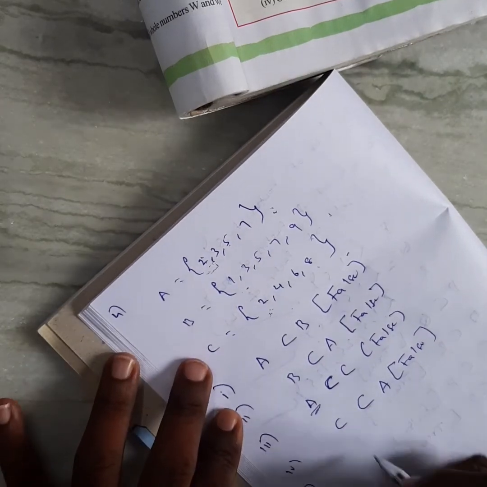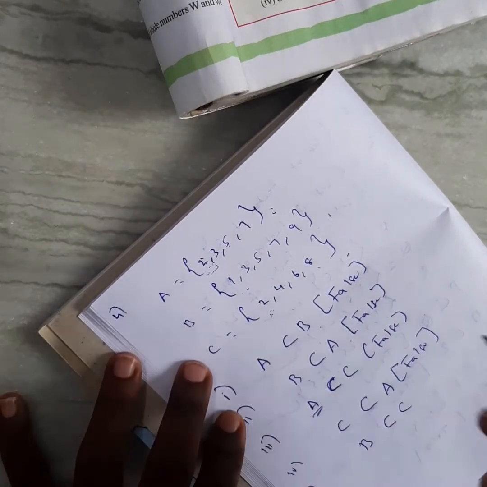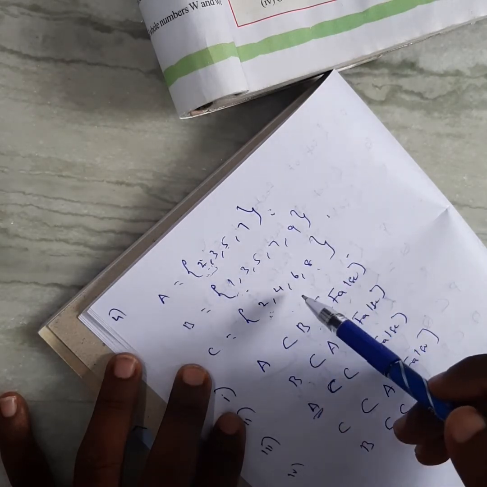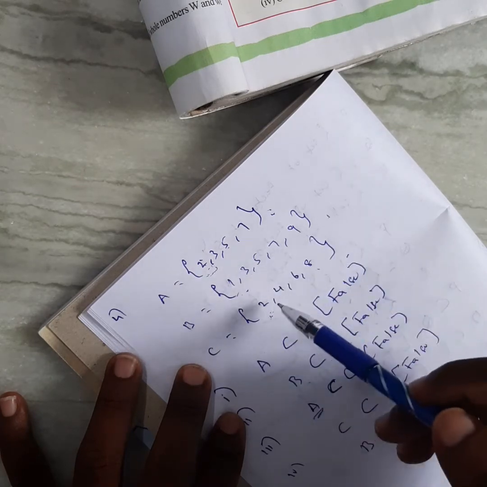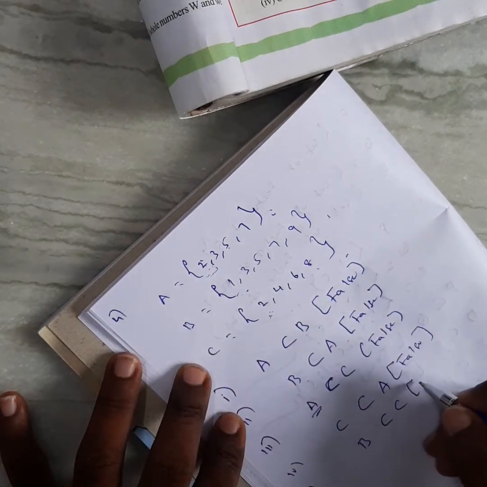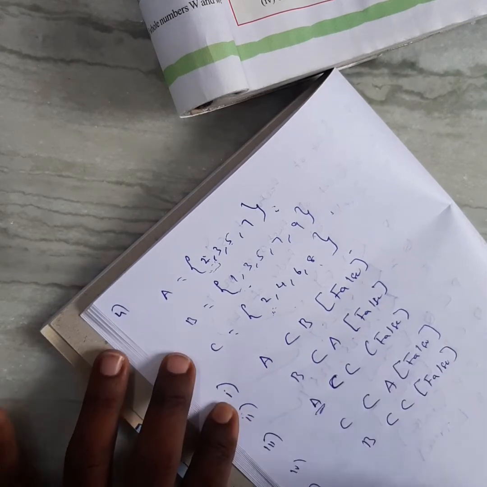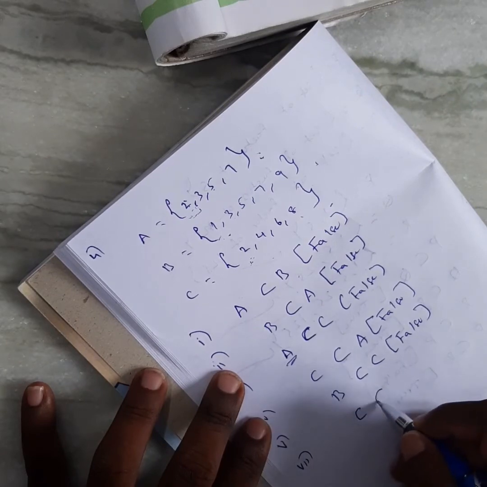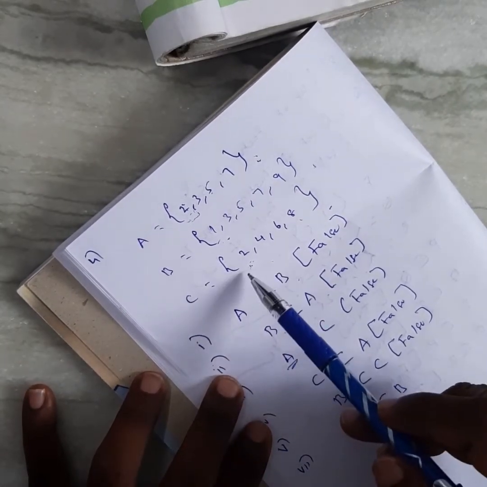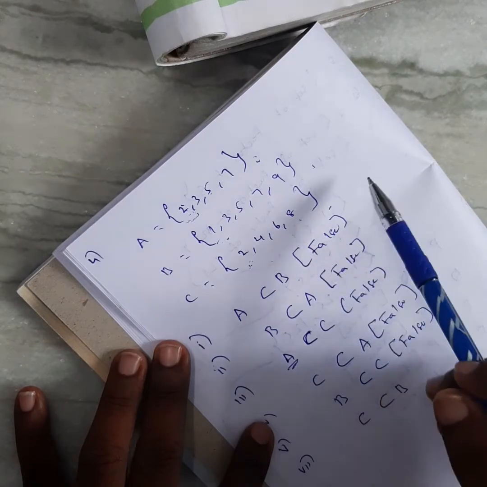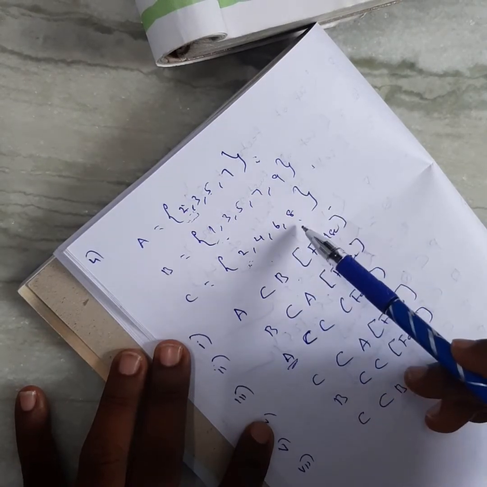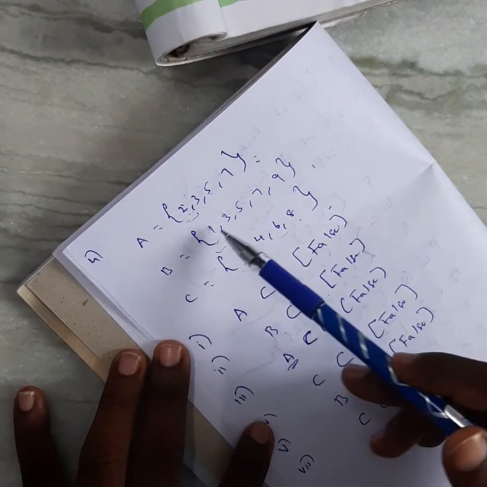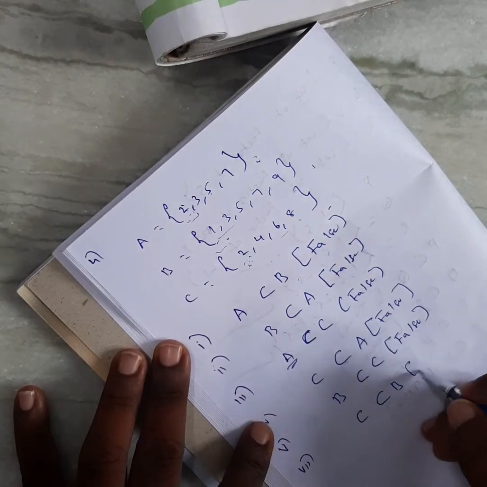Next, the fifth one, B subset C. Each and every element of B must be in C. Is every element of B in C? No. This is also false. Sixth one, C subset B. C has 2, 4, 6, 8. Is each and every element of C in B? No. Here 2 is there, here not there. So this is also false, children.